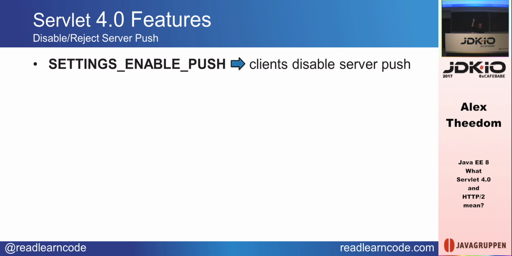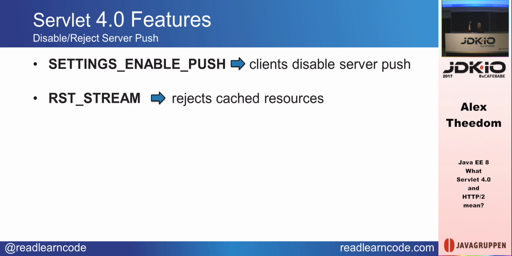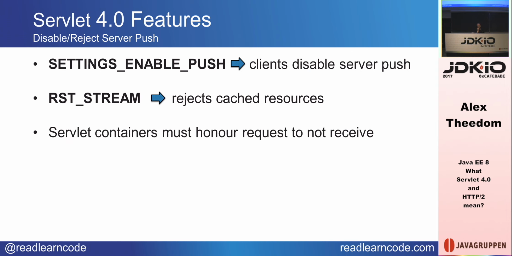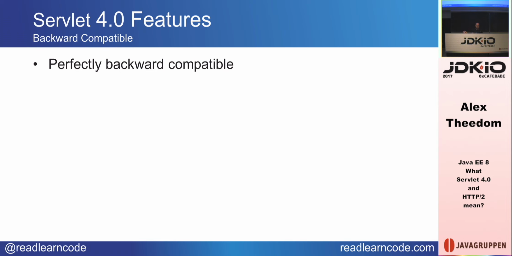So, like I said before, a client can enable or disable server push by sending a SETTINGS_ENABLE_PUSH frame on the first connection to the client. It can reject any push promise if it doesn't want the resource, because it has the resource already in its cache, or for whatever other reason. And the servlet container must respect that. Of course, you can't have a situation where the client says no, and the server goes, I don't care, I'm going to send the resource to you anyway. But again, this is all happening underneath the hood.